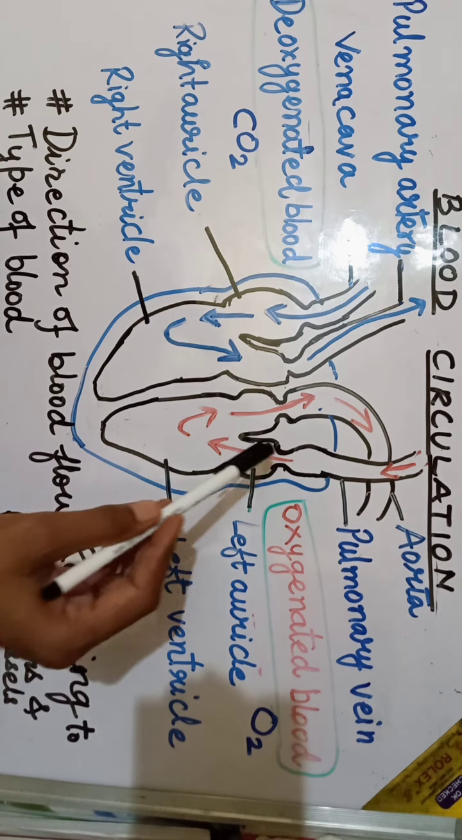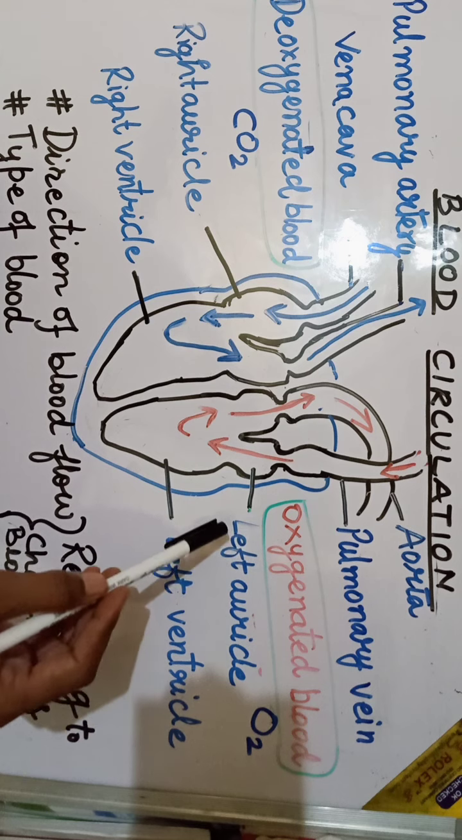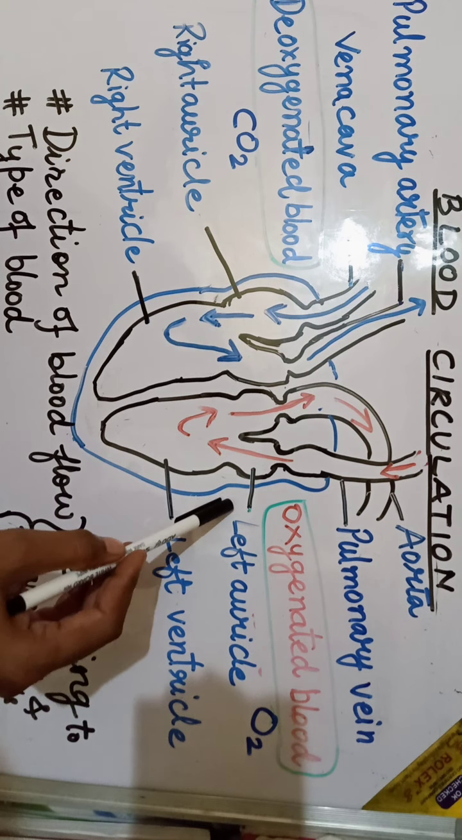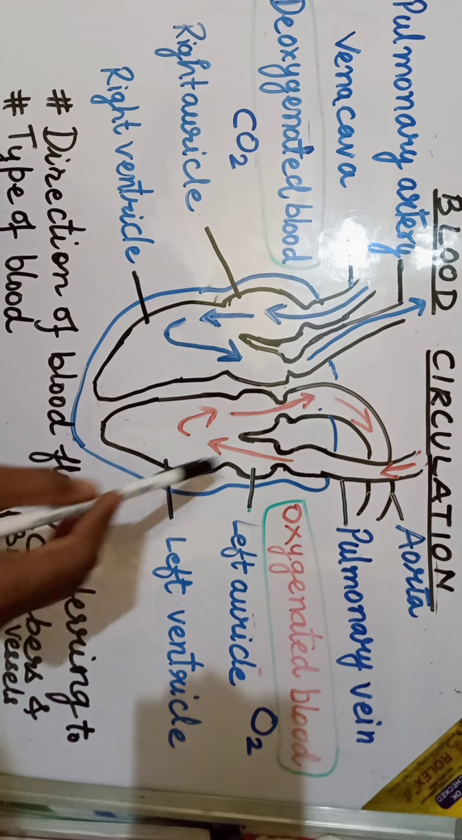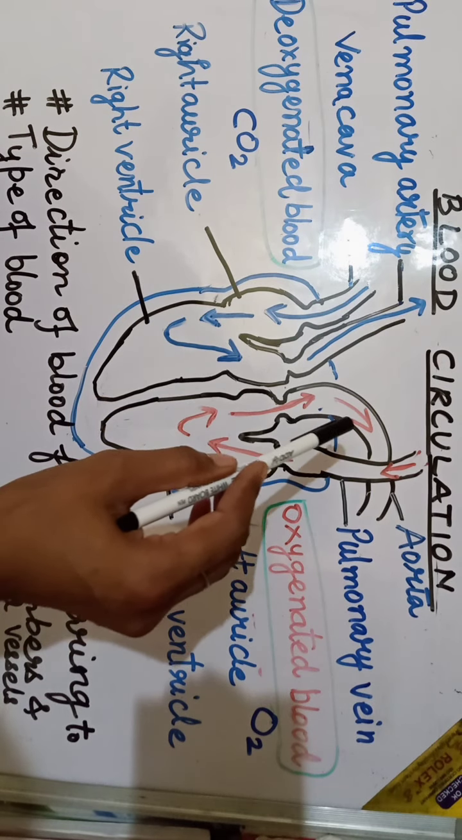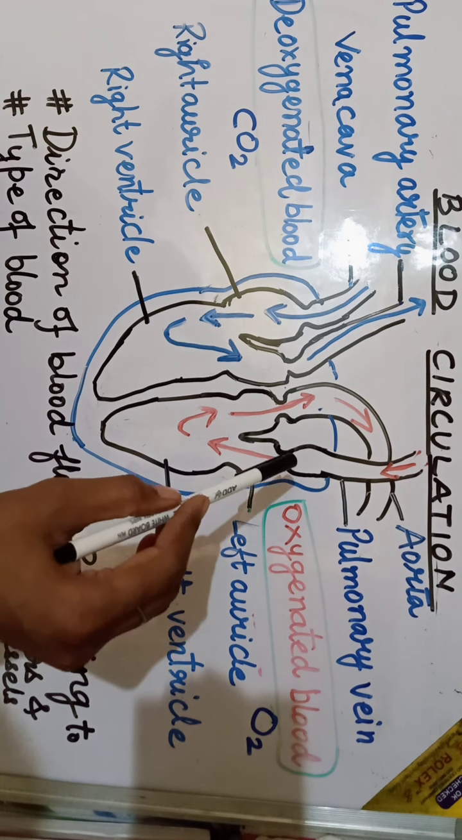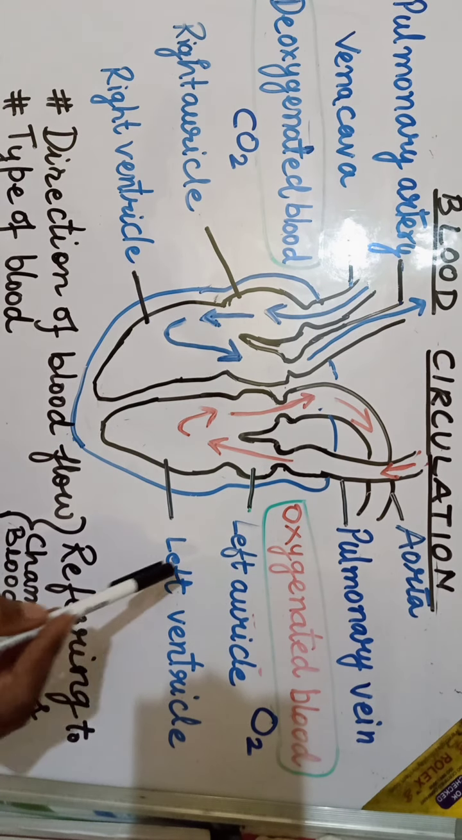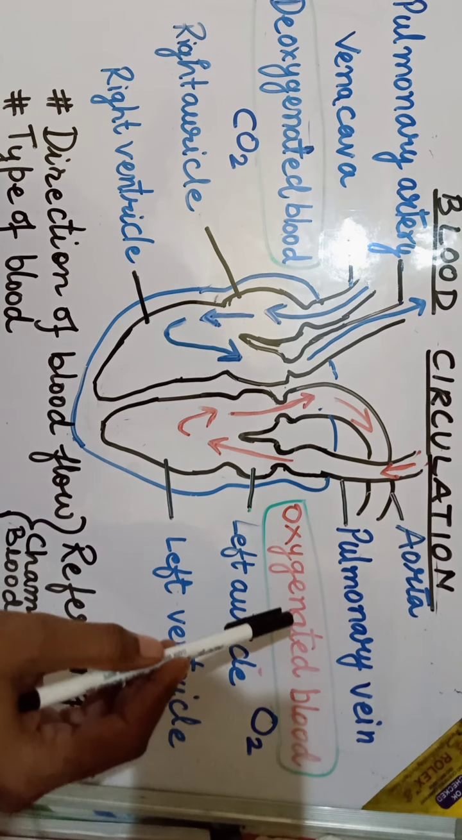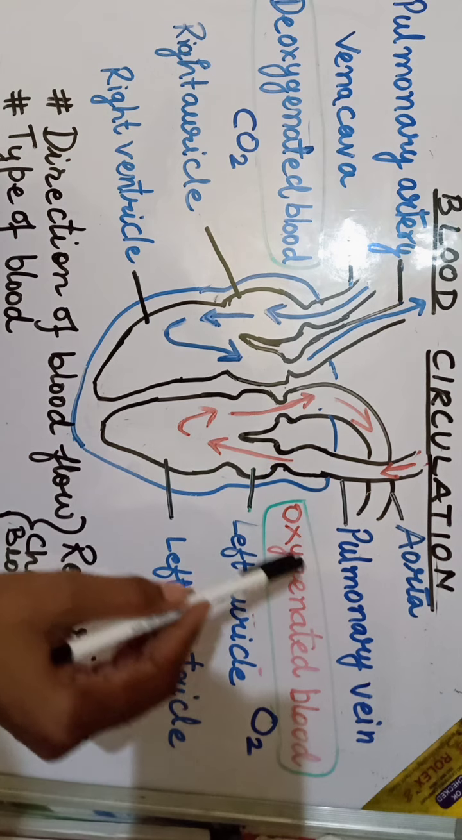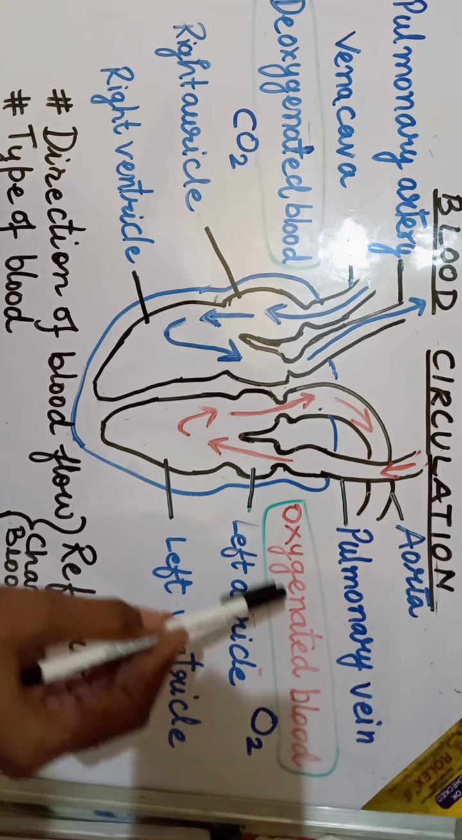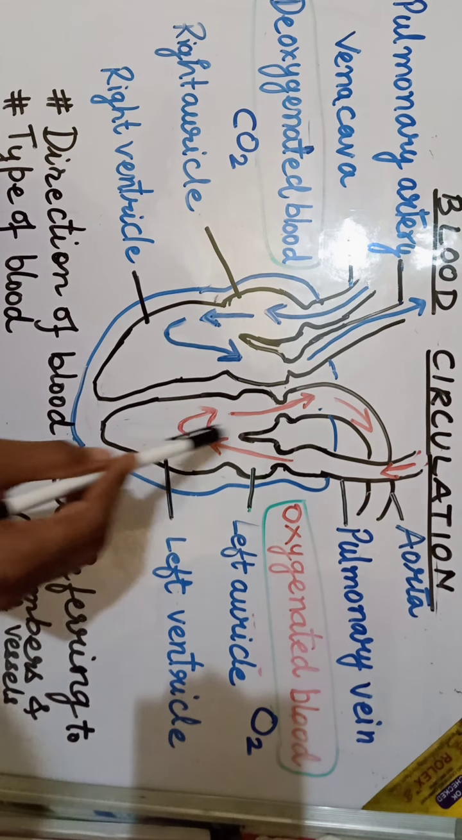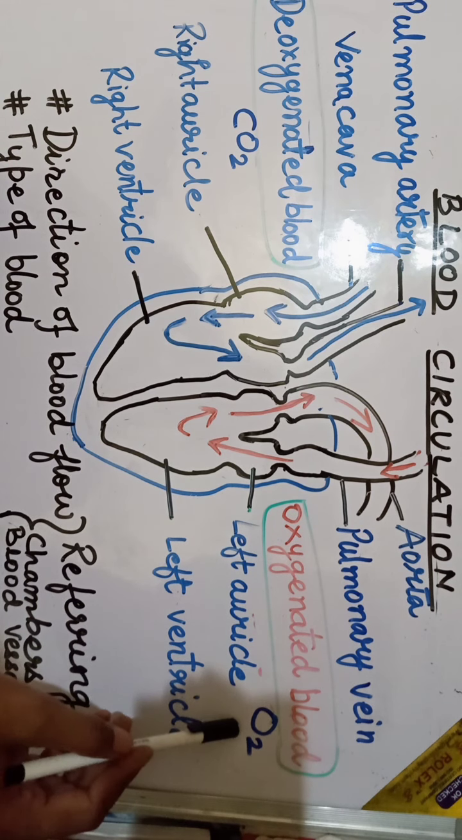And the left side of the heart, which is made up of two chambers, the left auricle and the left ventricle, these two chambers I have shown with the red colored arrows, which indicates that oxygenated blood is present in these two chambers, that is rich in oxygen.